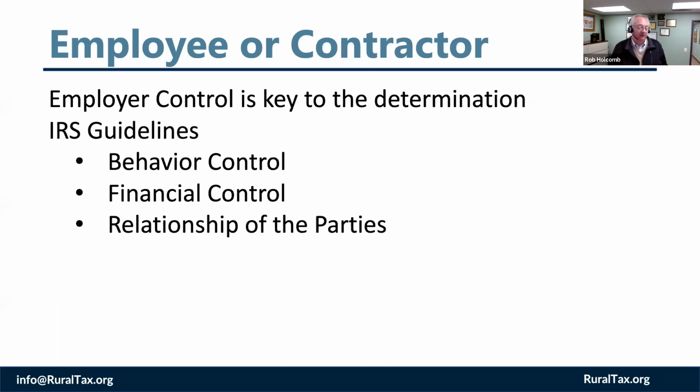But the three things that we look at when trying to determine whether somebody is an employee or a contractor is we look at behavioral control, financial control, and relationship of the parties. Now let's take each of these separately, and we'll go on to the next one here.